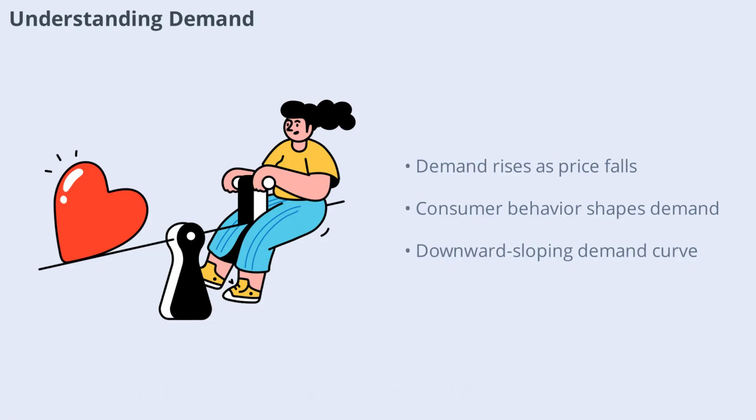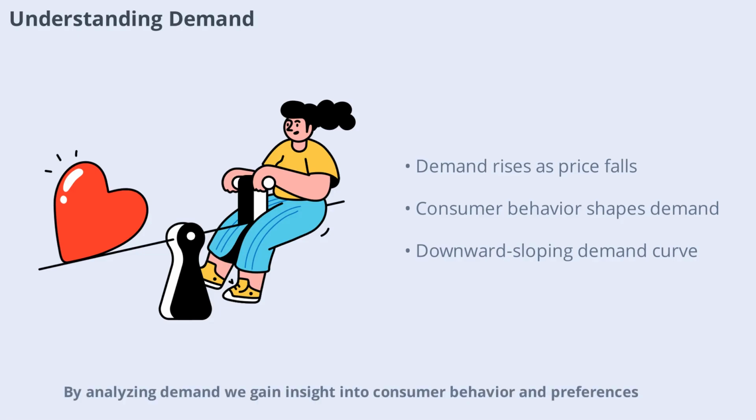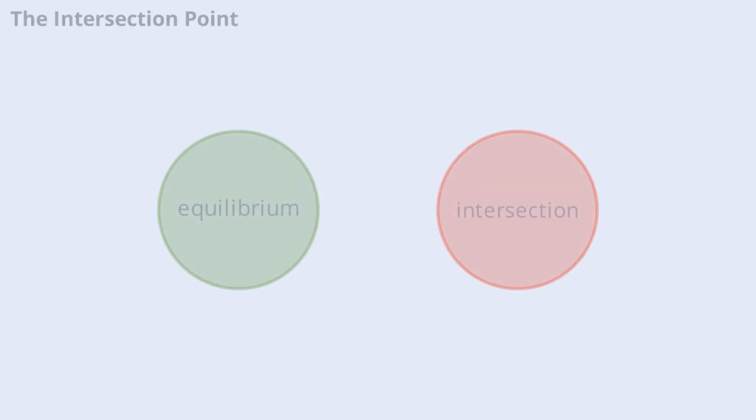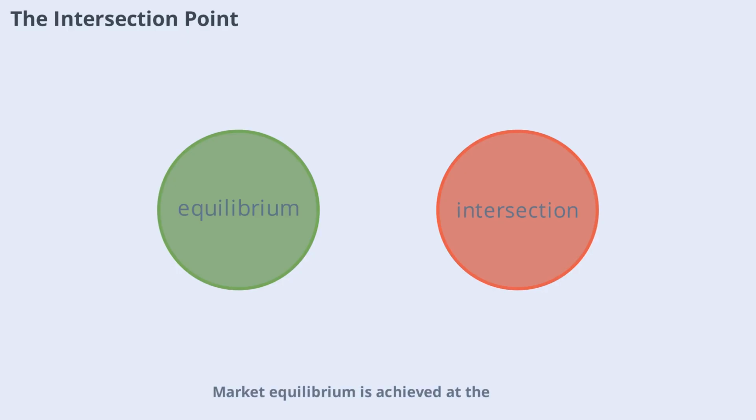By analyzing demand, we gain insight into consumer behavior and preferences. This knowledge is essential for predicting how changes in price affect purchasing decisions and for identifying the conditions necessary for market equilibrium. Market equilibrium is achieved at the intersection of the supply and demand curves.